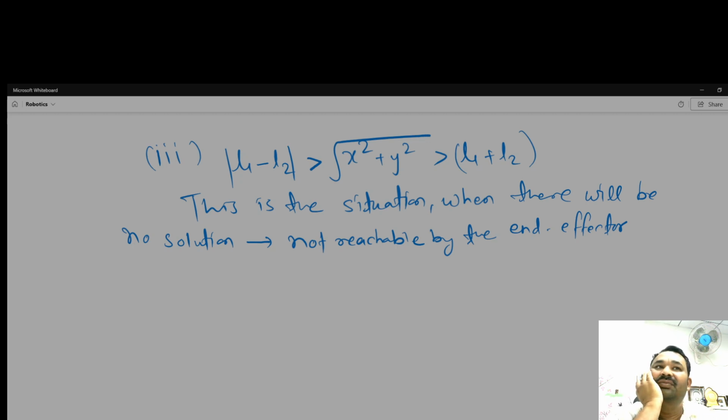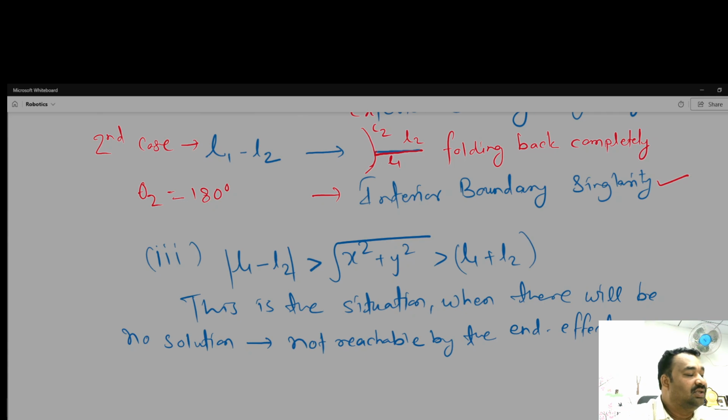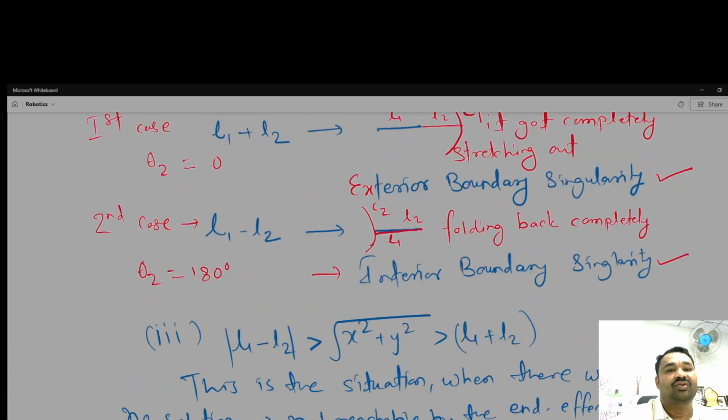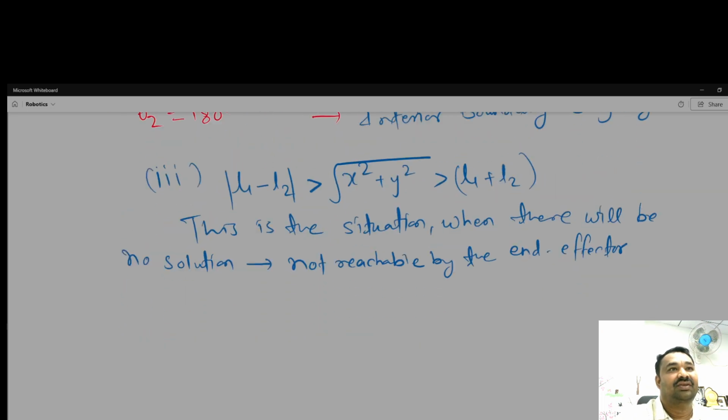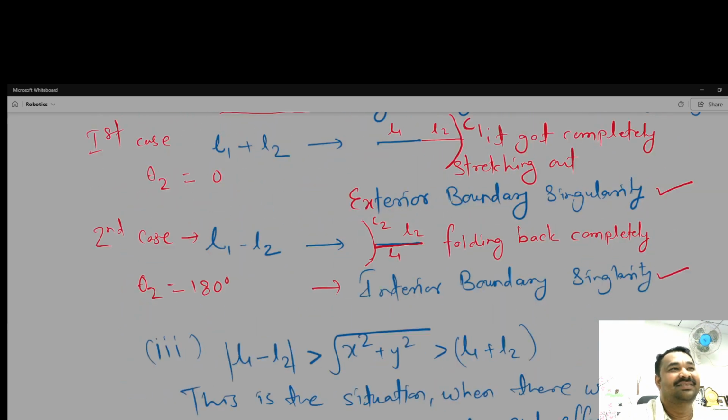It is not possible. So dear students, in this way we have discussed connecting the workspace and the solutions of inverse kinematics. We discussed three observations: the first one, two solutions; the second one, single solution; and the third one, no solutions. In this way we have done this. Thank you.